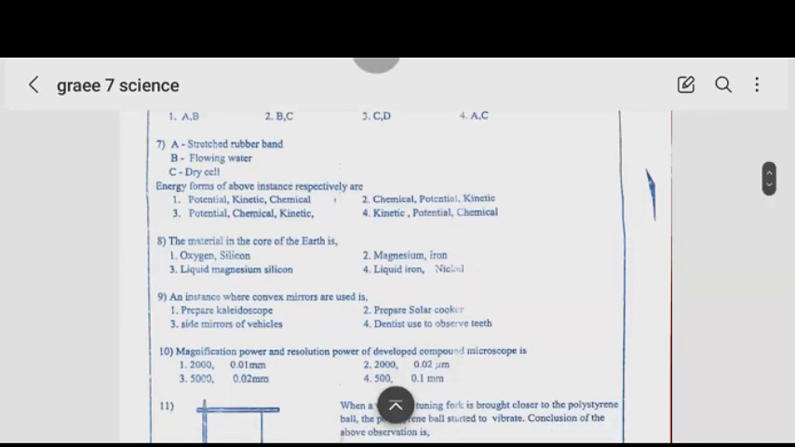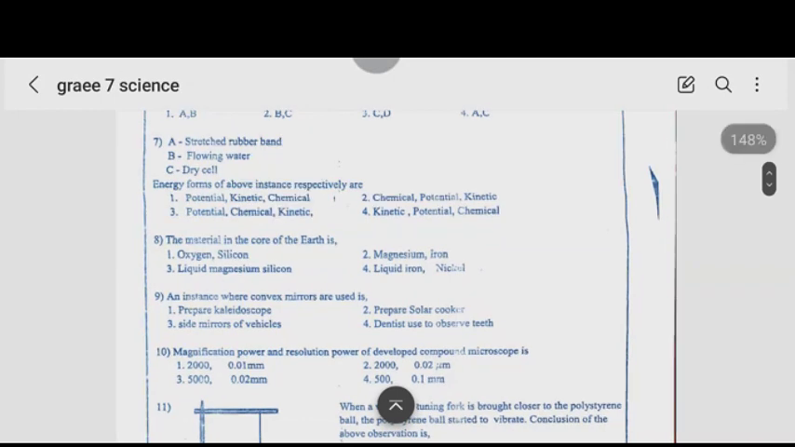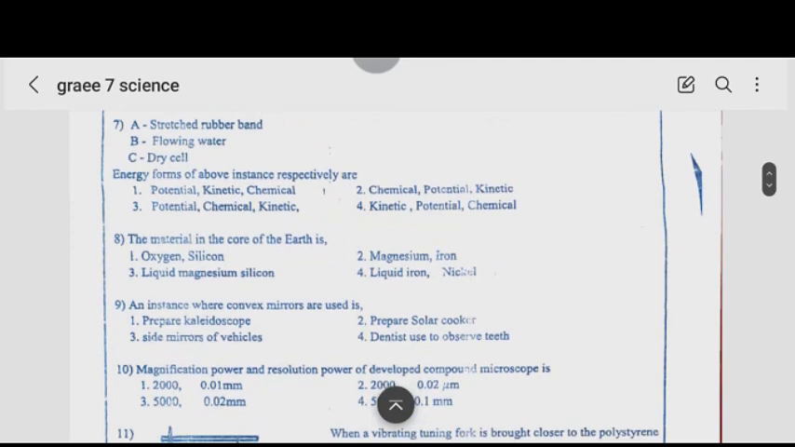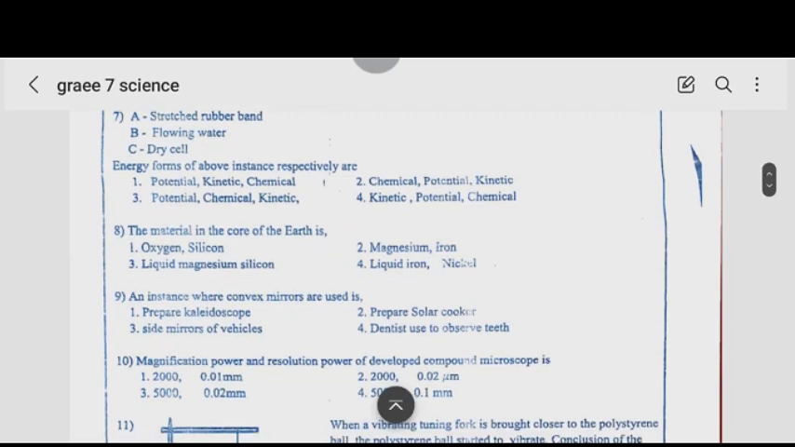Now, in the seventh question, they have given us A, B, C things. What is A? A is a stretched rubber band. B is flowing water. You can take a tap; in the tap, flowing water comes out. C is a dry cell.